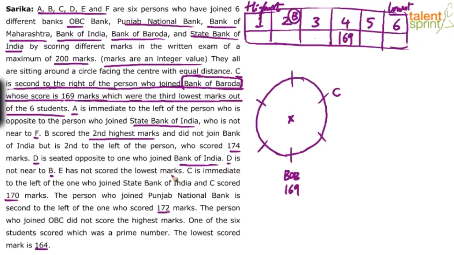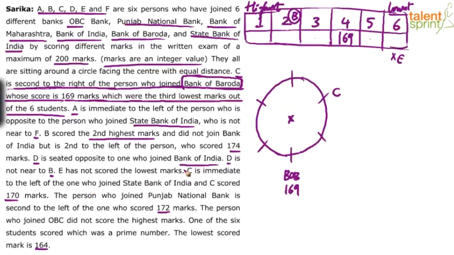E has not scored lowest marks. Now, E has not scored lowest marks means what? E will not come in this cell, right? This is not for E. But how does it help us? Doesn't really help. C is immediate to the left of the one who joined State Bank of India.